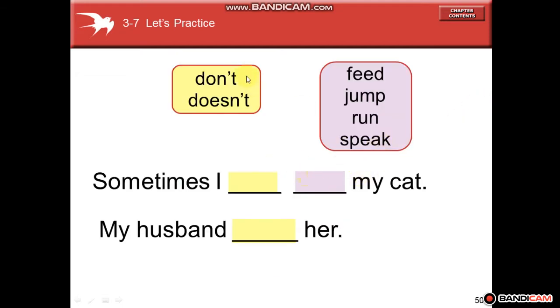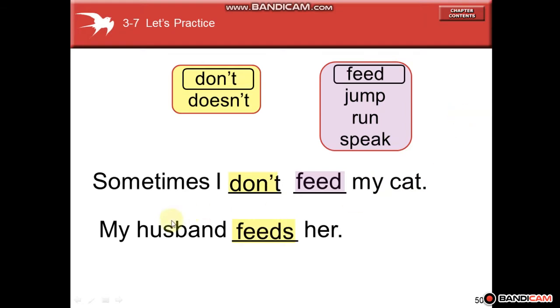Okay, let's practice more. Now we have verbs given and the helping verbs given in negative contracted form. Sometimes my cat. You have to use the words from both boxes. Okay, I don't jump. My cat, no, feed. Okay, and my husband feeds her.